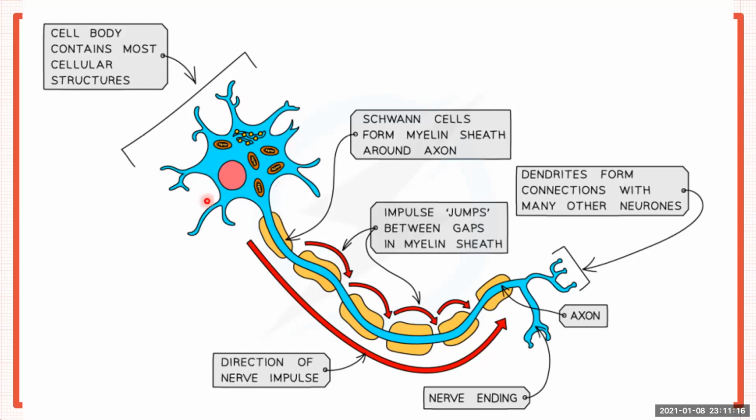So this is a cell body. You're looking at a nucleus. These are the mitochondria, because we need ATP here as well. And there is a lot of endoplasmic reticulum here as well for protein synthesis. And here, if you look at this part, these are again dendrites, and they form connections with many other neurons. So they would connect with the next neuron there. This is known as a nerve ending as well.